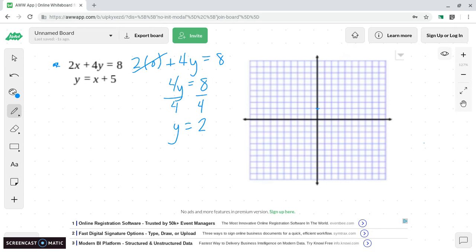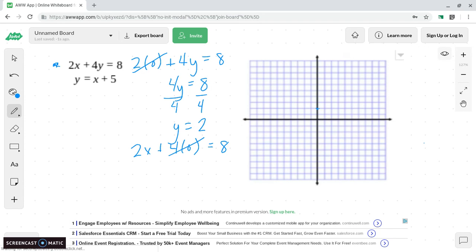Next, to find our x-intercept, we want to plug in 0 for y. So we have 2x plus 4 times 0 equals 8. 4 times 0 turns to 0, so we can cross those out. We're going to be left with 2x equals 8. And then to find our x value, we're going to divide both sides by 2, and we get x equals 4. So we have a point at positive 4 on our x-axis.